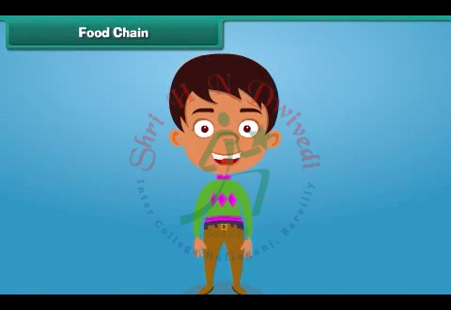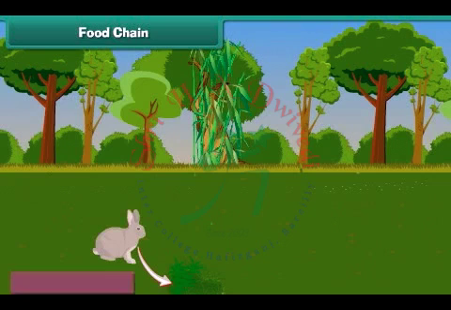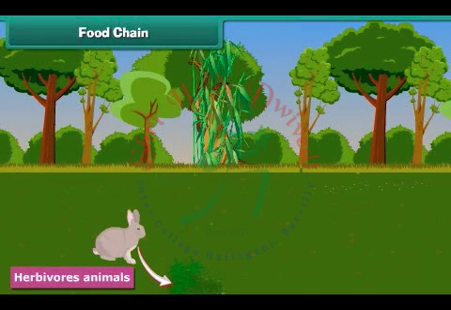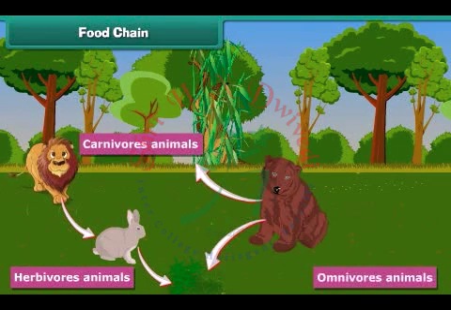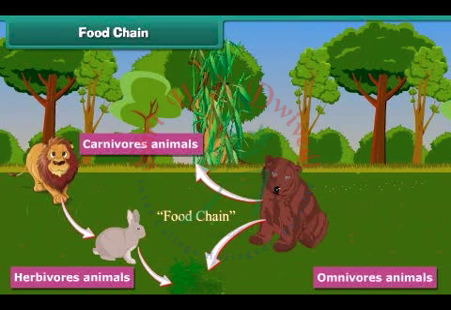Friends, do you know that all animals are connected to each other? Actually, they are all dependent on one another for food. Herbivores eat plants to get nutrition. The carnivores eat flesh of herbivores, while omnivores eat both herbivores and carnivores. A food chain is the sequence of who eats whom to obtain nutrition. For example, a rabbit eats grass and a lion eats a rabbit. A bear can eat both.